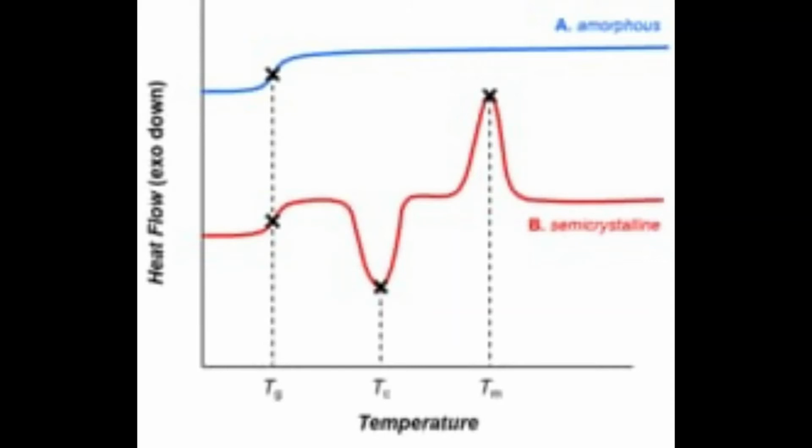And if the peak is going down, this means that the sample suffered an endothermic transition, which means the heat flowed into the sample. And this could be caused because there was a melting, a vaporizing, or it was a glass transition.